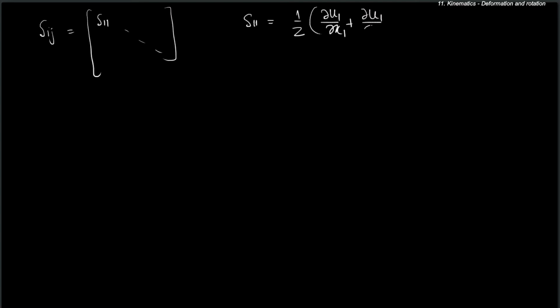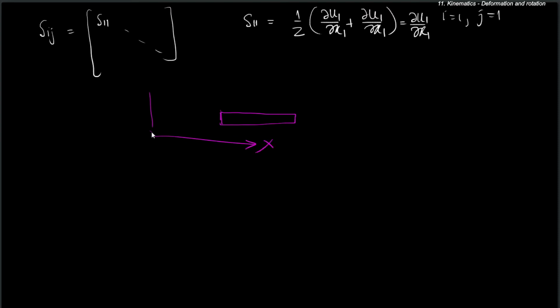Let us turn our attention to the first term of this rate of strain tensor, that is S11. So S11 is basically half del U1 del X1 plus del U1 del X1. Basically we substitute I equal to 1 and J equal to 1, and this is equal to del U1 del X1. Now, it is exactly the gradient of the u velocity in the x direction.